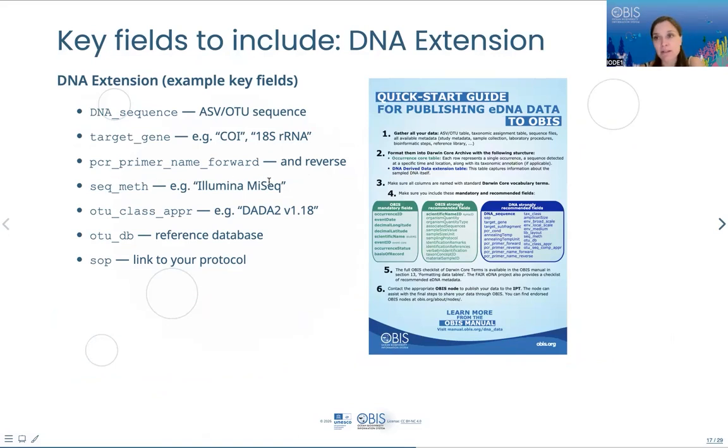Also sequencing methods, something that comes directly from MIxS. And the other fields are for your bioinformatics. So for example, what was your pipeline? What was your database? And the SOP field you could use, for example, to record a link to the bioinformatics pipeline that was used for the analysis. In the OBIS manual, you have all this information, and we also have this quick start guide where you can quite easily find the different fields that would be important for each of these different tables that you would record.